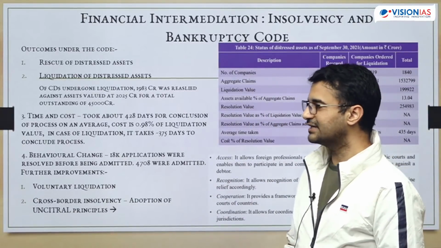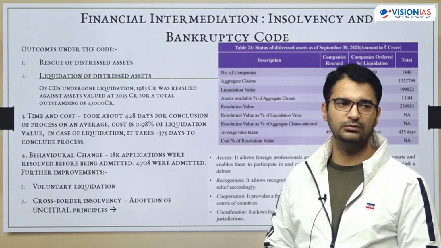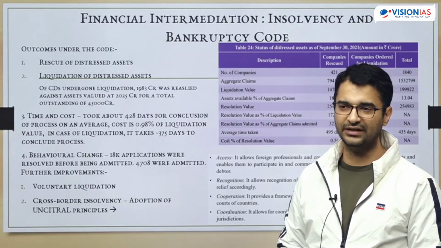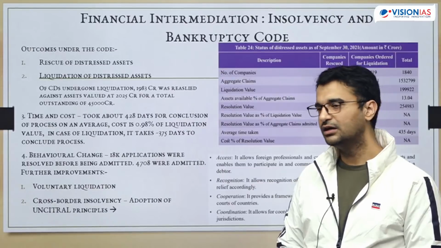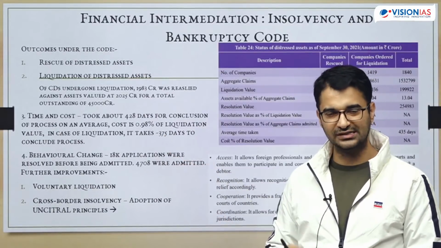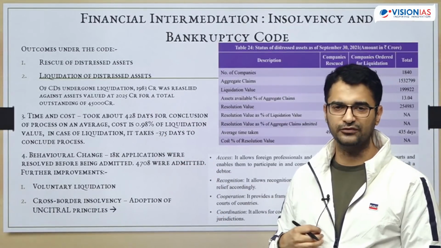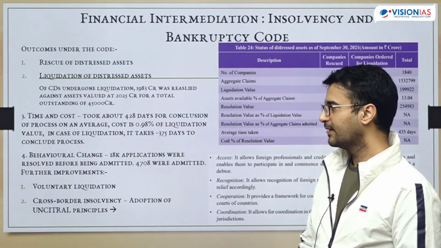Third parameter on which it is assessed is time and cost. How much time does it take on an average to resolve an asset versus how much time did it take to resolve an asset earlier? What is the cost? Obviously, costs have come down. Time of resolution has drastically come down.